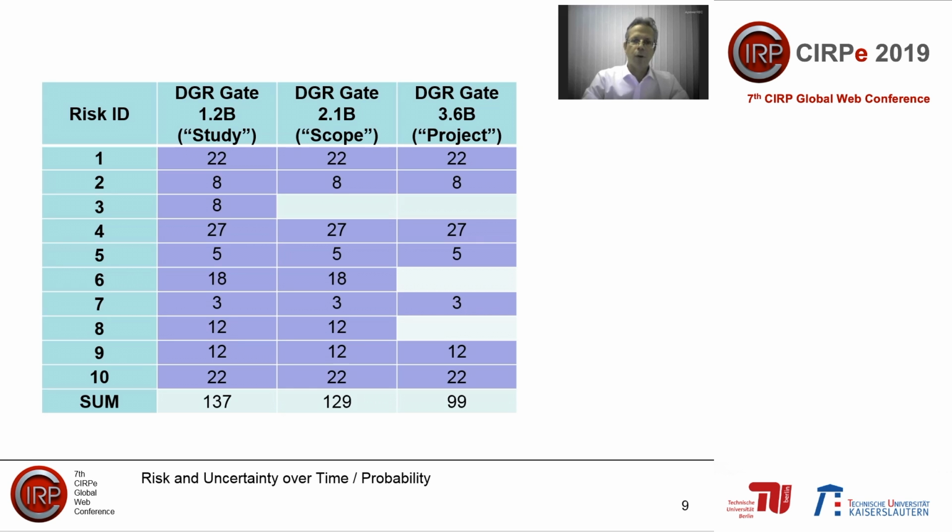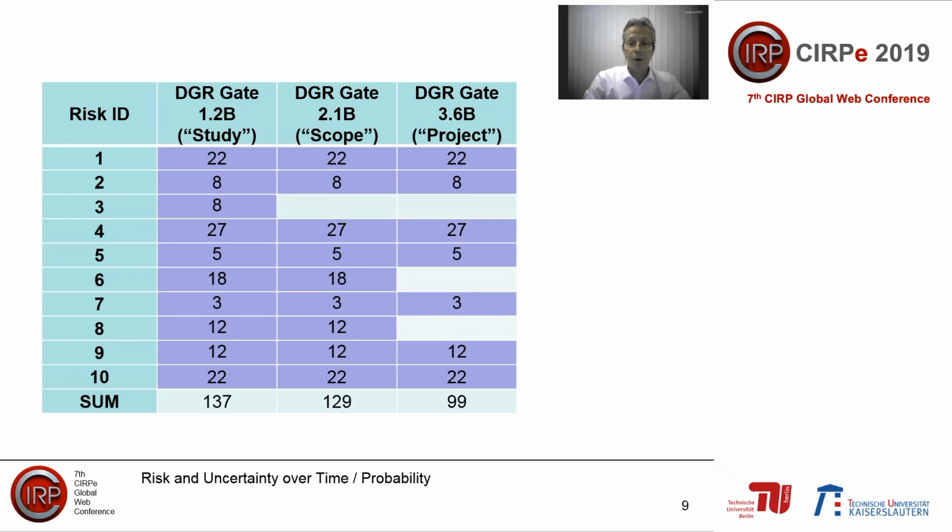This table shows an excerpt of 10 risks from the risk register of an industrial project. For the first risk, the discrete gross risk value at gate 1.2b, which falls into the study phase of the generic phasing model previously introduced, was 22. The corresponding value of risk 2 was 8, and so on. The sum discrete gross risk value at gate 1.2b was 137, at gate 2.1b it was 129, and so on.